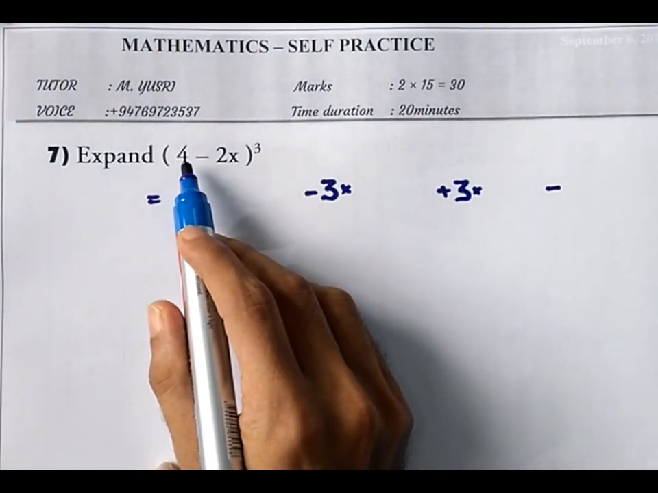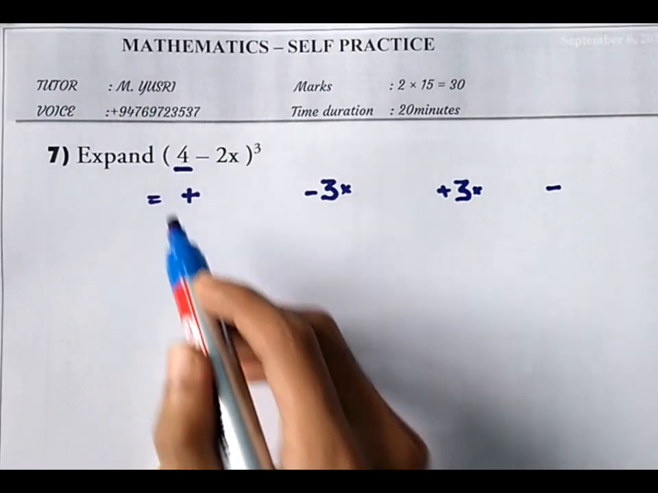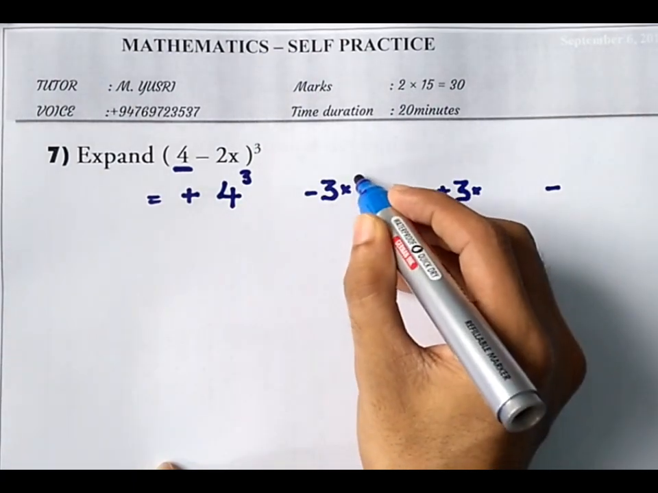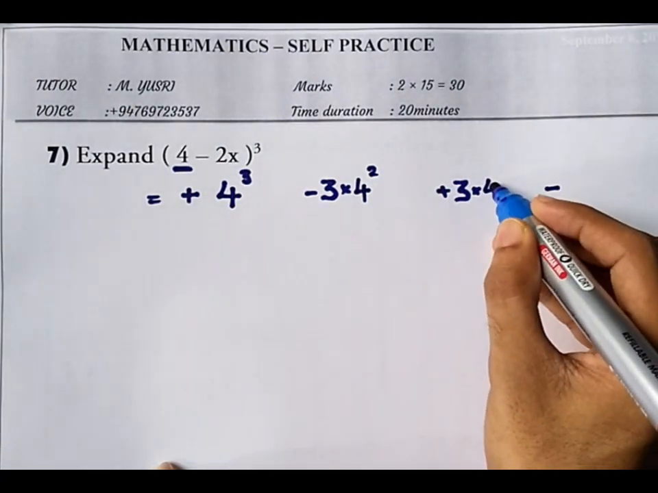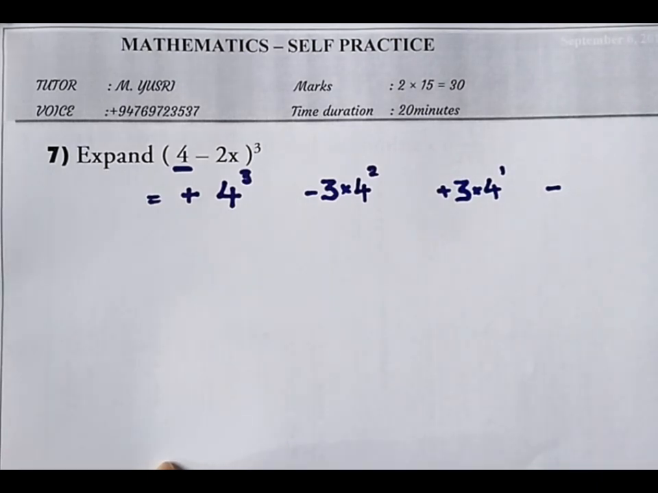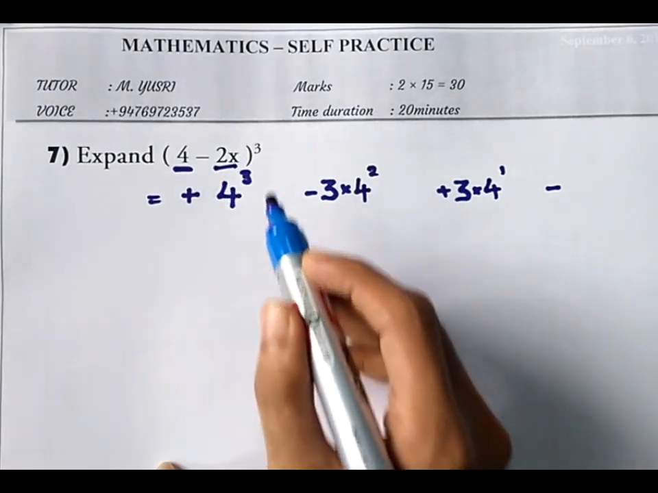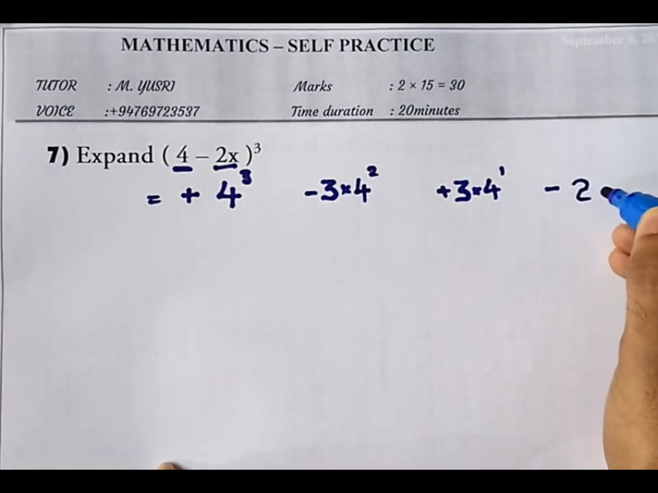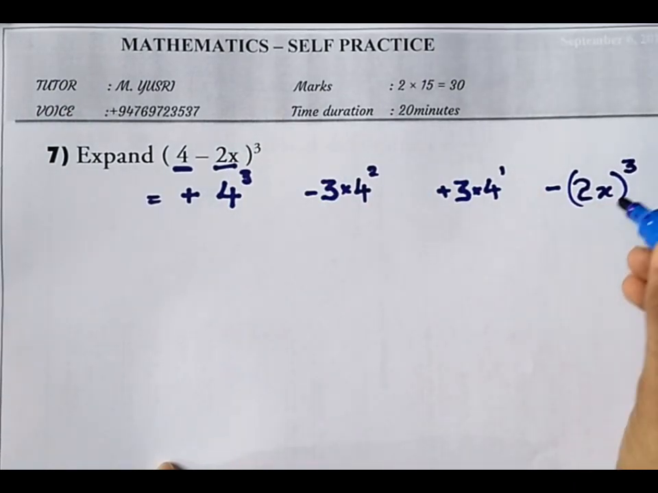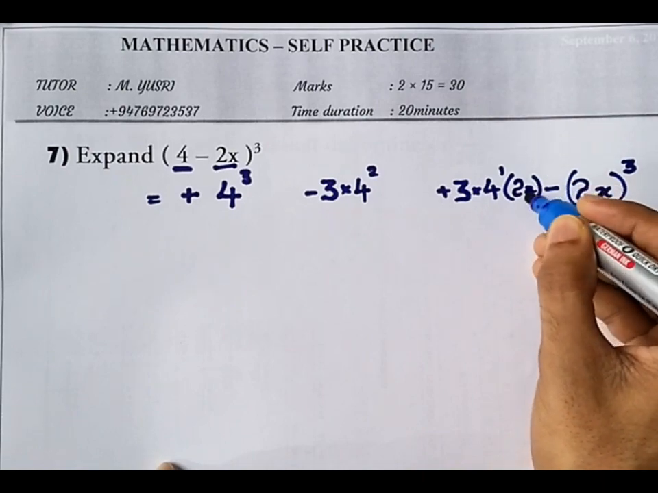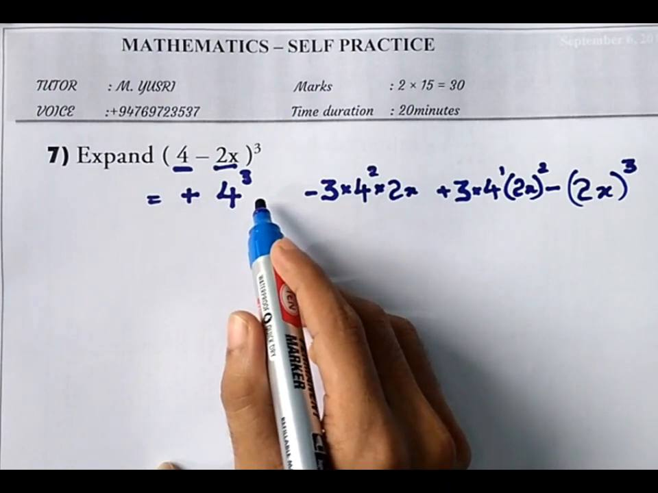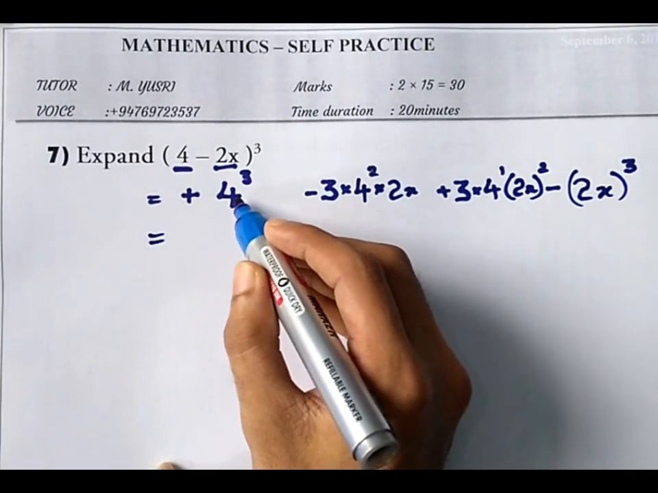The next step, we'll consider the very first term. The very first term is 4. Listen to the pattern: 4 to the power 3, and for the second term 4 to the power 2, and for the third term 4 to the power 1, and here 4 to the power 0. 4 to the power 0 equals 1, we can ignore that. The next one, the second term is 2x. This time we'll start from the right corner, because it's the second one. We start from the right corner: 2x to the power 3, then 2x to the power 2, and the last one 2x to the power 1. For the first term we don't need to write any 2x. Now we can simplify this easily.